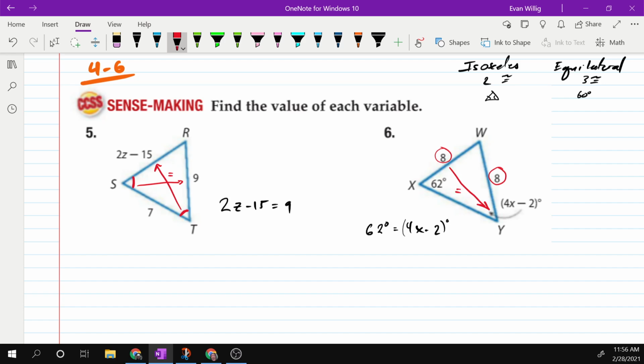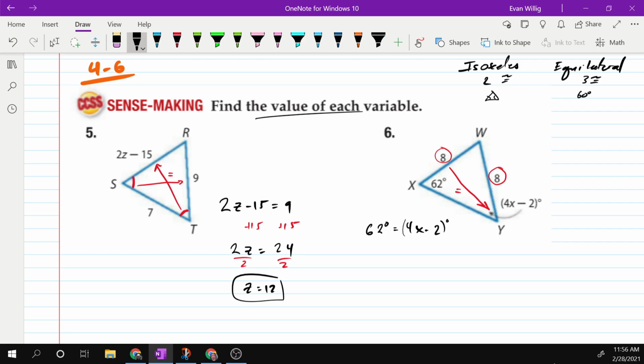Okay. For number 5, I see I have a variable on the left-hand side and no variables on the right, so I have to try to isolate that variable z. To do that, the first thing I'm going to do is add 15 to both sides. Because the z term needs to be isolated, and we're subtracting 15 from it, I have to do the opposite to get rid of it. And that gives me 2z equals, well, 9 plus 15 is 24. z is almost by itself. It's just being multiplied by 2, so I do the opposite. I divide both sides by 2, and you get z is 12.